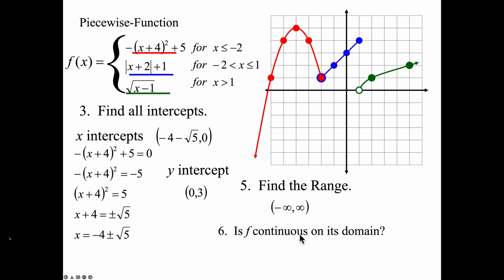6, are we continuous? Are there any gaps? Yep, there's still a gap. Now, if this green function was attached to this blue dot up here, there would be no gaps. You can officially trace it with your pencil without lifting it up, and therefore it would be continuous. All right, so this is still a no. All right, and that wraps up part 2.